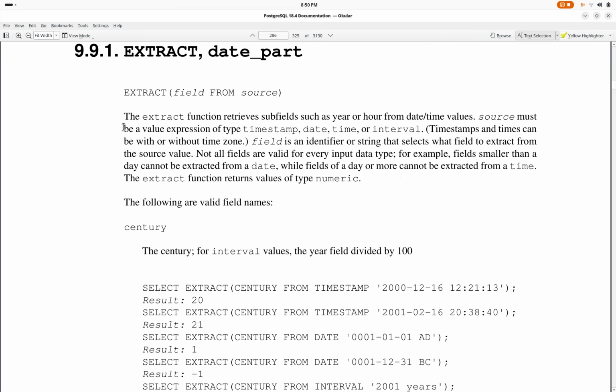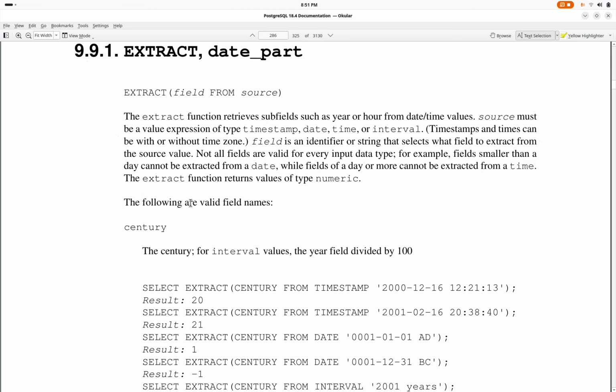So we continue our read through. The extract function retrieves subfields such as year or hour from date or time values. Source must be a value expression of type timestamp, date, time, or interval. Timestamps and times can be with or without time zone. Field is an identifier or a string that selects what field to extract from the source value. Not all fields are valid for every input data type. For example, fields smaller than a day cannot be extracted from a date, while fields of a day or more cannot be extracted from a time. The extract function returns values of type numeric.